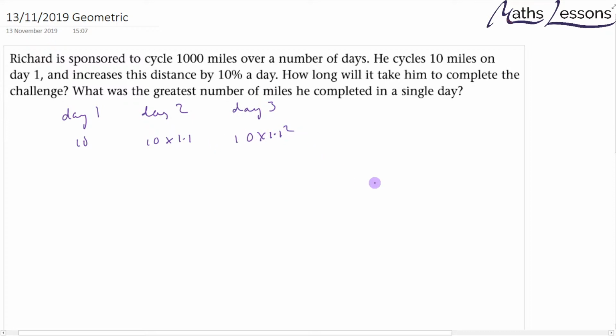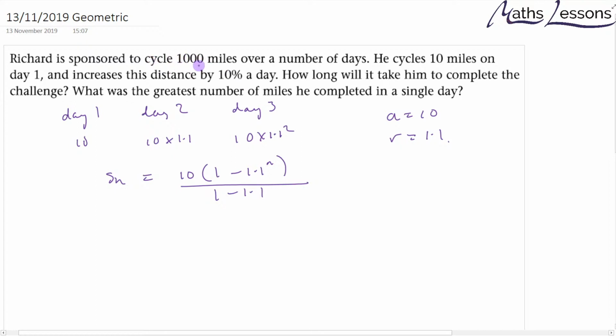And you see we have a geometric sequence, and we want to see how long it takes him to do 1,000 miles. So we're going to sum this geometric series, and we're going to sum the number of days. We don't know how many days. If we work out what the first term is, a is 10, and the common ratio, what we're timesing by each time, is equal to 1.1. So Sn will equal 10 times 1 minus 1.1 to the n, over 1 minus 1.1.